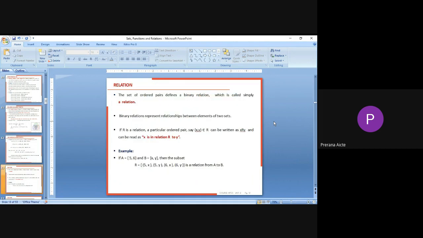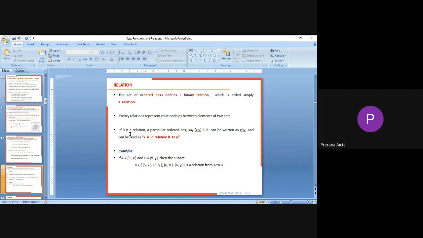Next, we will move to relation. First of all, what is a relation? The set of ordered pairs defines a binary relation, which is called simply a relation. We already found the Cartesian product, which contains a set of ordered pairs. If the ordered pair has only two elements, an element from set 1 and an element from set 2, then it is called a binary relation.